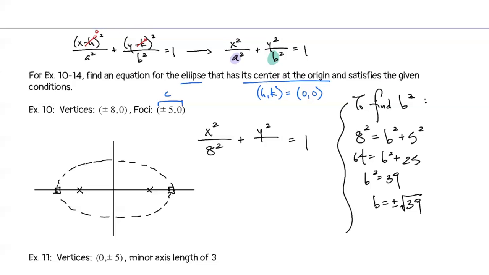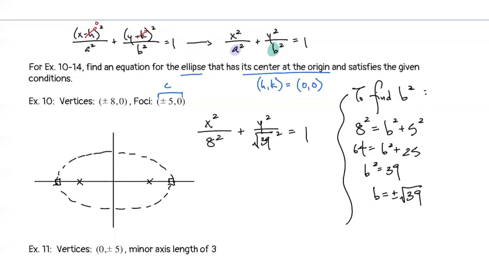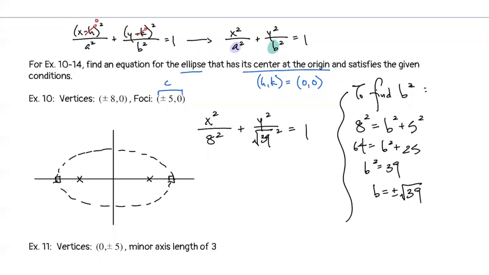We're going to put a 39 because we secretly have square root of 39 squared, right? So this would be perfectly fine to write as an answer, or you could write x squared over 64 plus y squared over 39 equals 1. Either one of those would be okay.